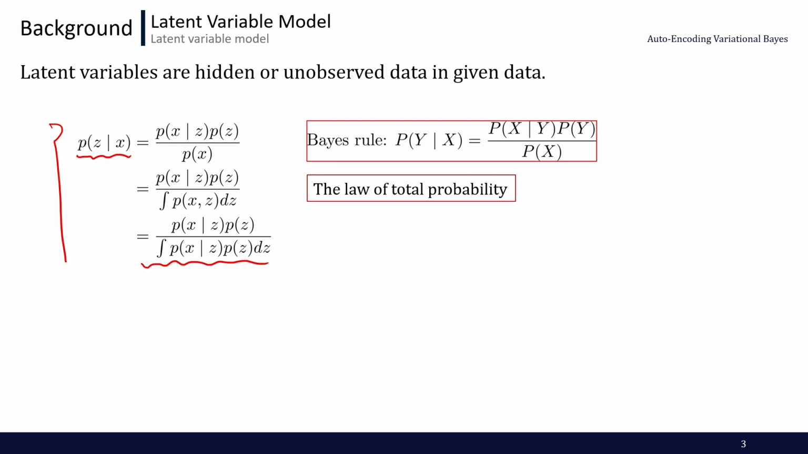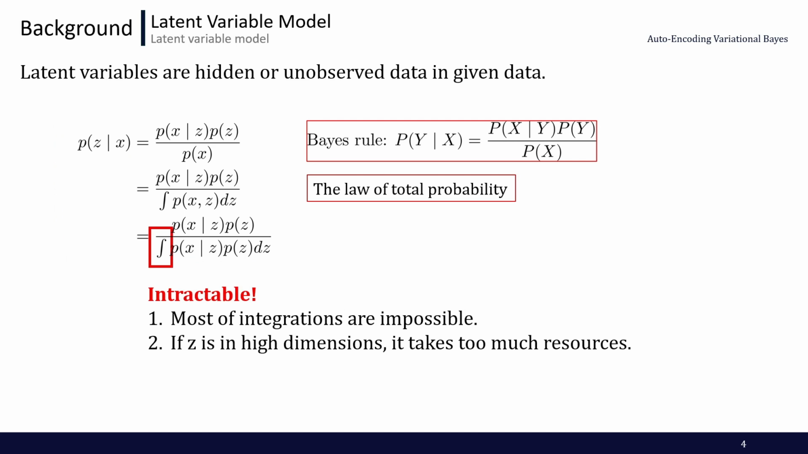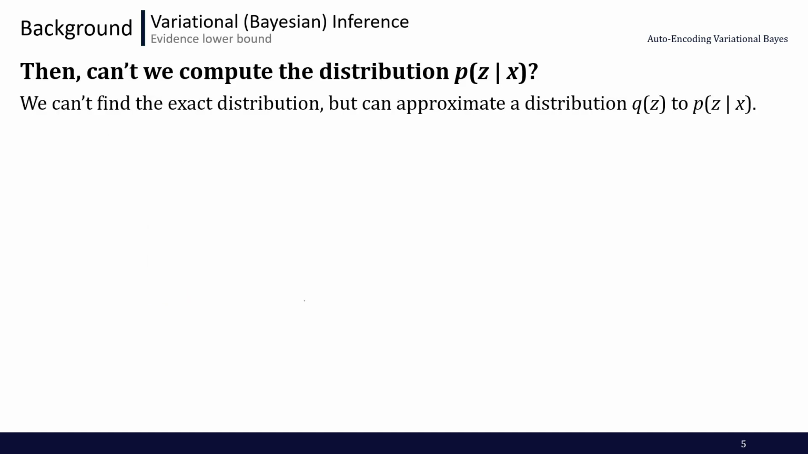But there's a problem. The problem is that computing integrals is quite difficult. In most cases, integration is impossible. And even if it's possible, when latent variable z is high dimensional, it requires too many resources to compute. When direct computing is difficult, approximate methods are quite useful. The variational inference is a method for approximating one distribution to another. Now, I'll talk about KL divergence and evidence lower bound and set our goal.